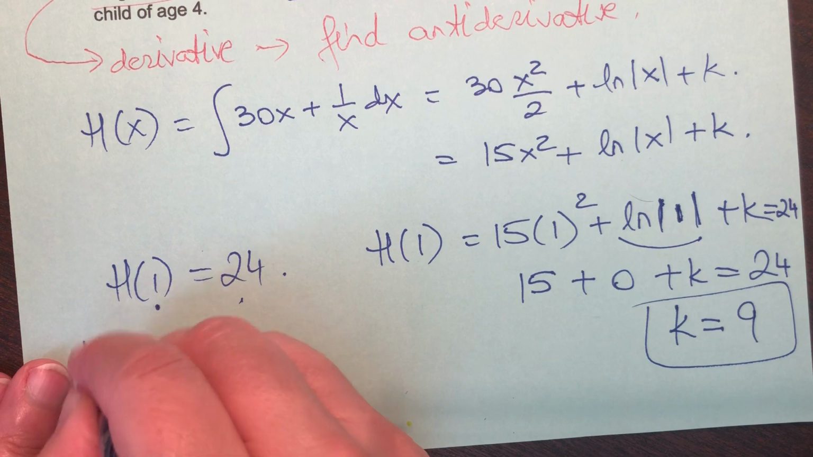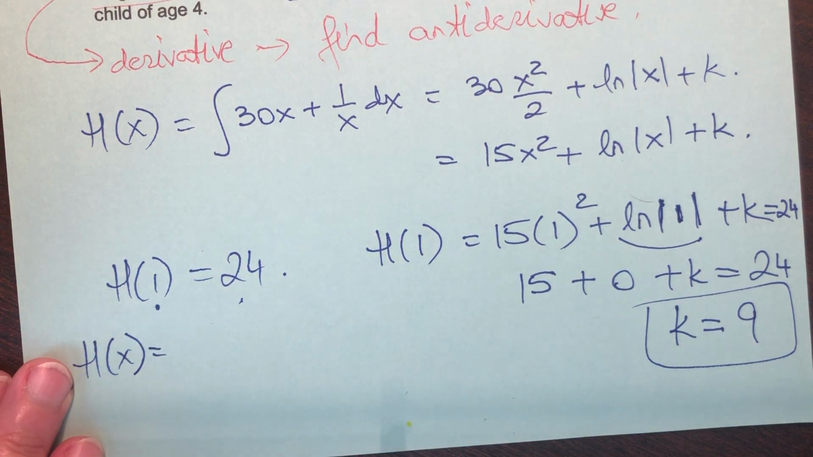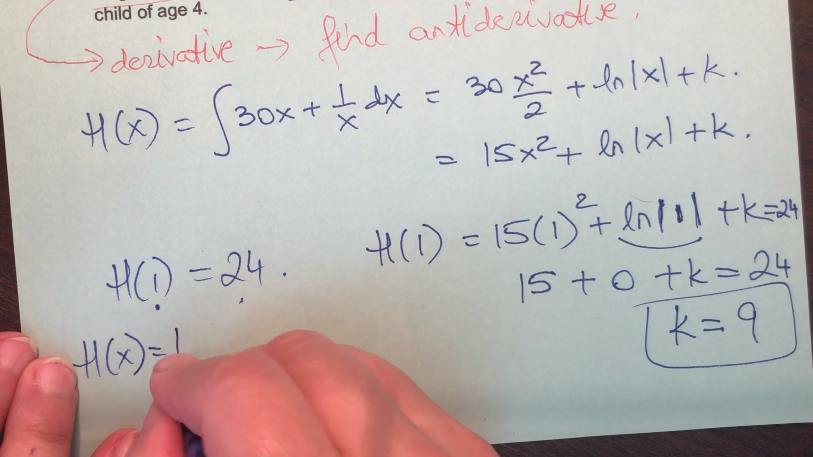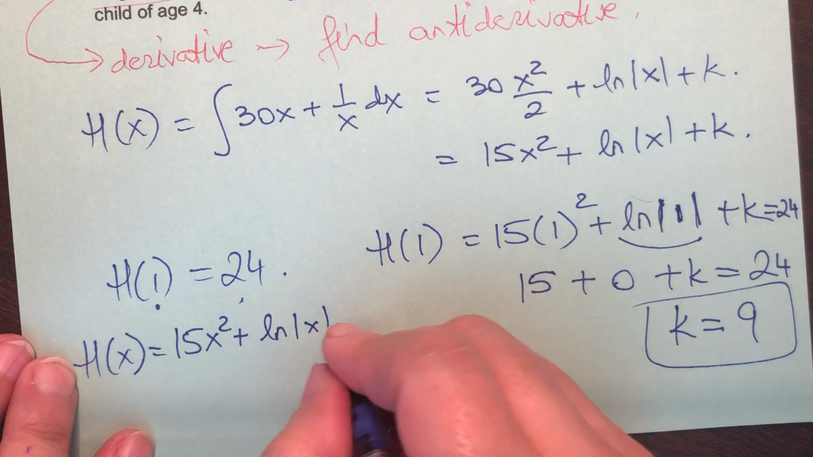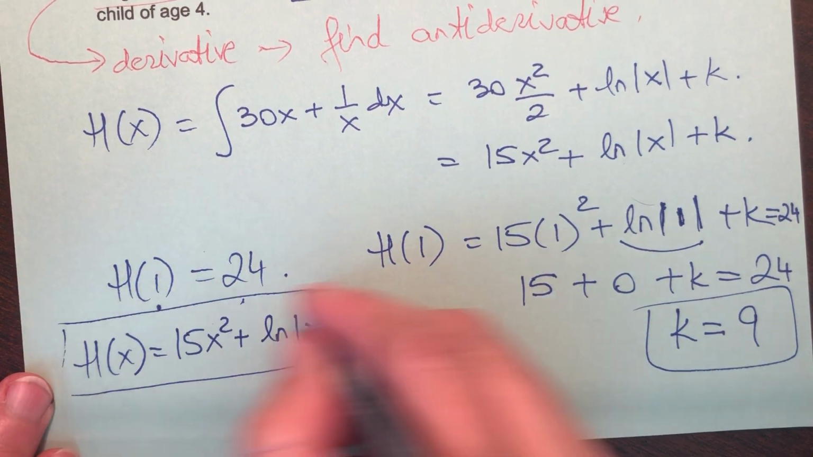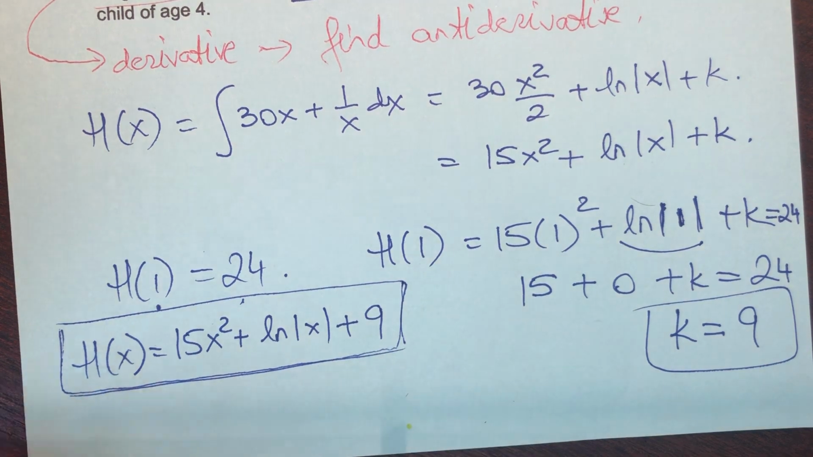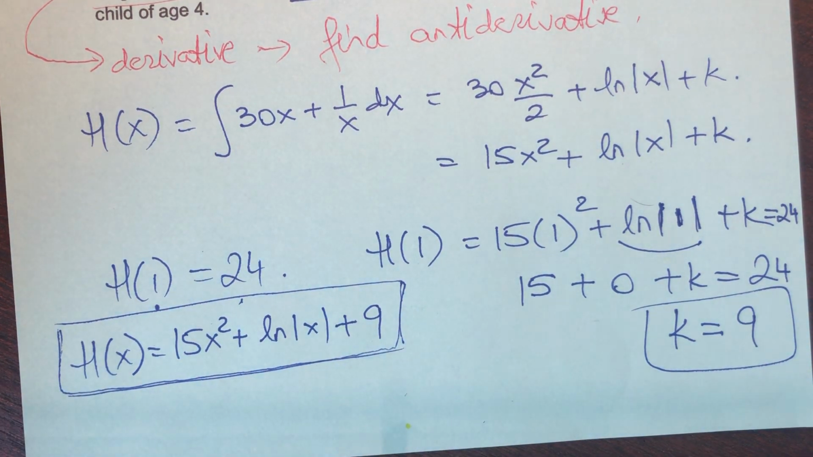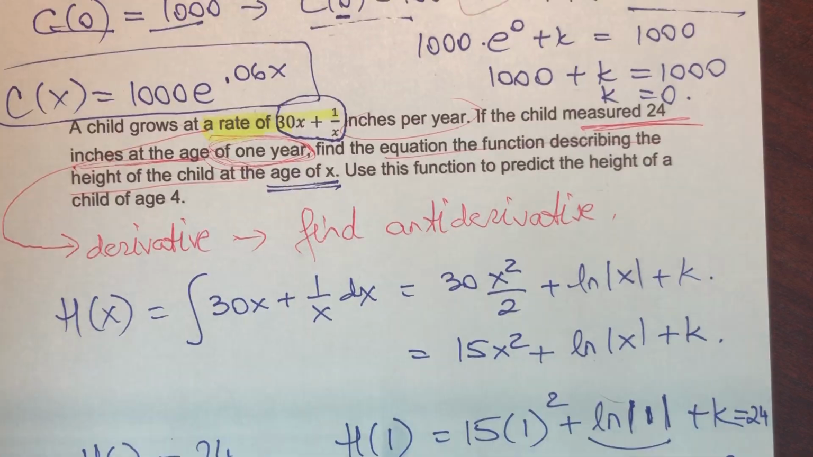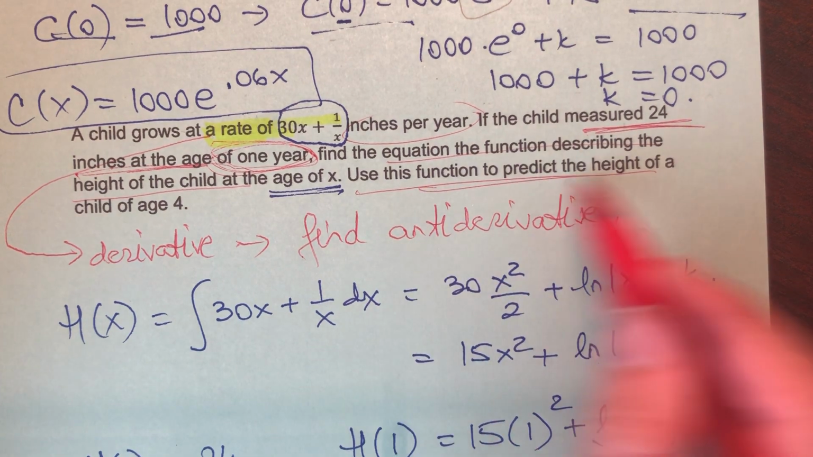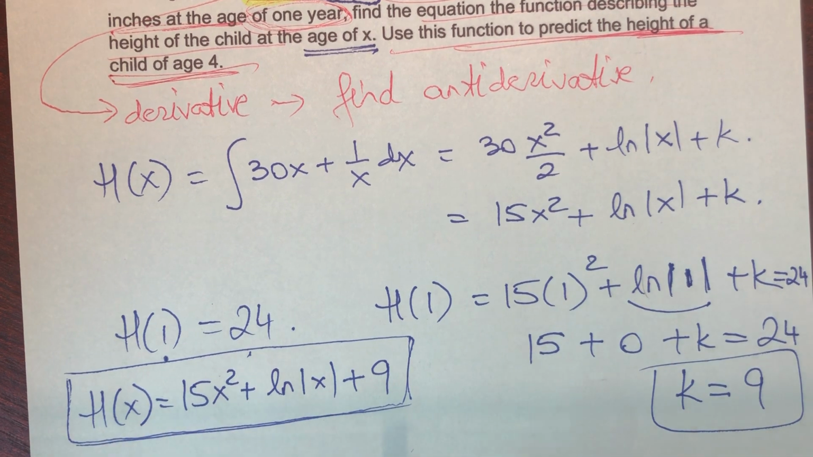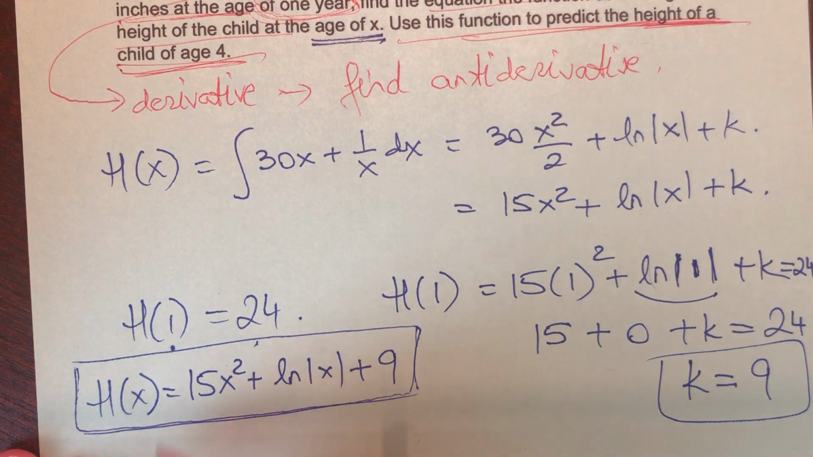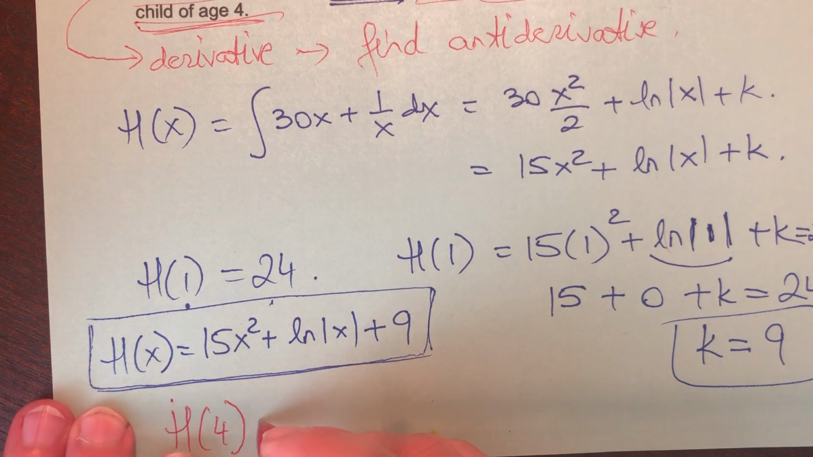So here is my function. The height at the age of x is 15x squared plus ln of the absolute value of x plus 9. All right. That's the function that predicts the height of a child at the age of x. Now it says, take it a step further, use this function to predict the height at the age of 4. So what do I simply have to do? Plug in 4 in here.